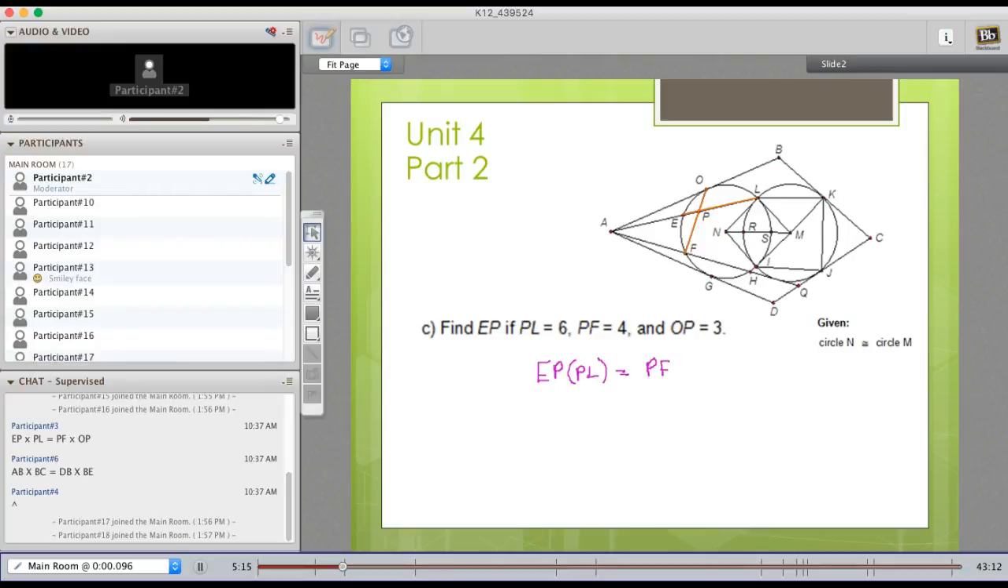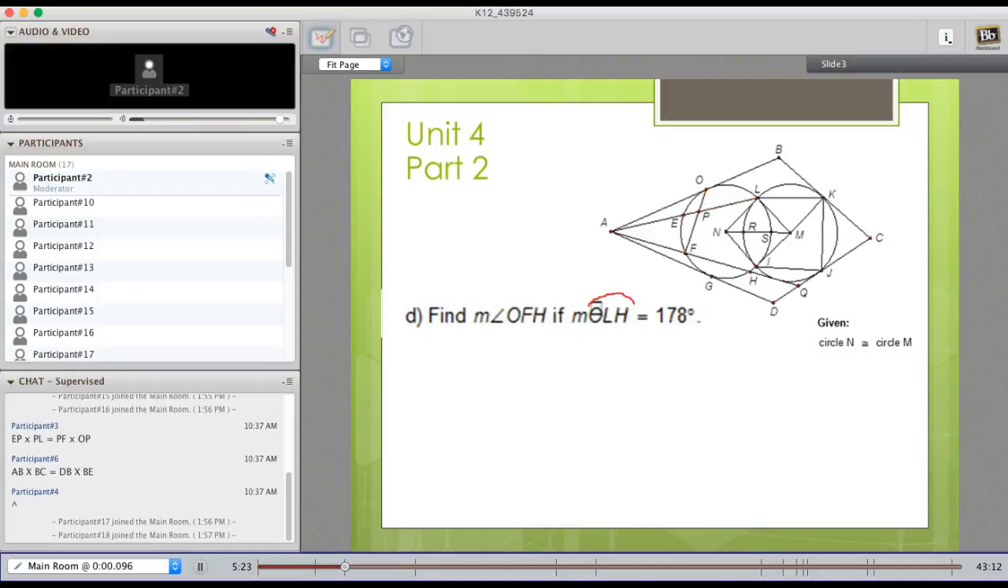So pretty much if you have this formula, you're going to be good to go on part C here. Okay? All right. On this one, if you see this strange symbol on the test, they meant to say arc OLH. So this says find the measure of angle OFH. Let's highlight OFH, that's the angle we're looking for. If you know arc OLH is 178 degrees. Remember, the arc is the degree measure of the edge of the circle.